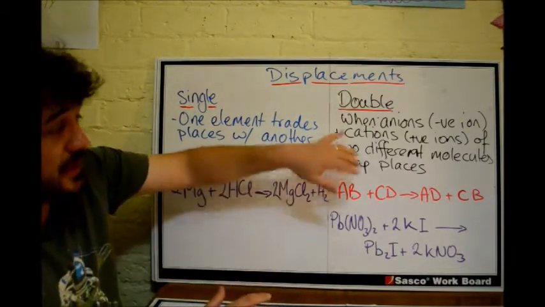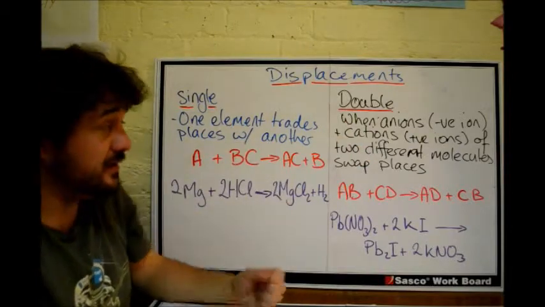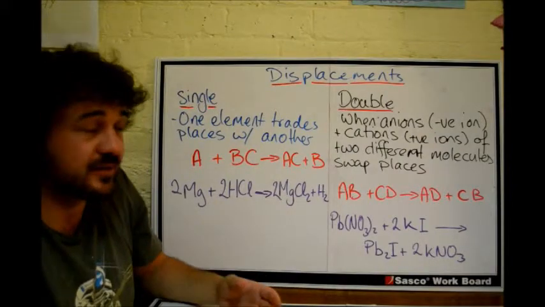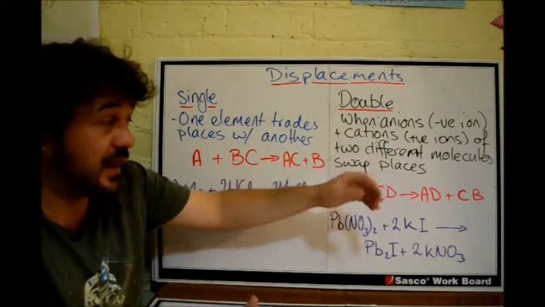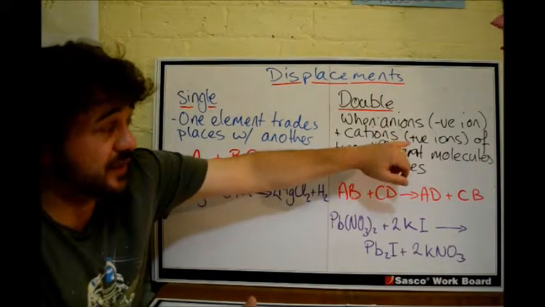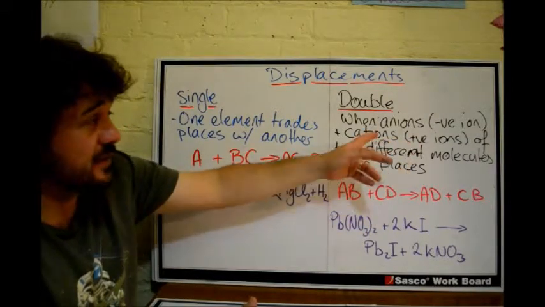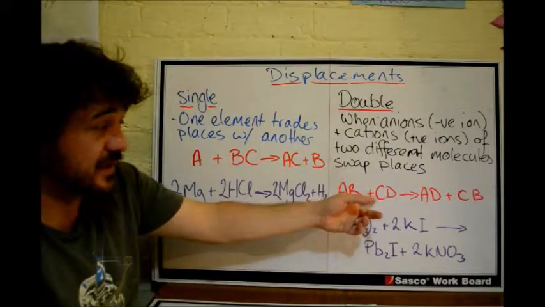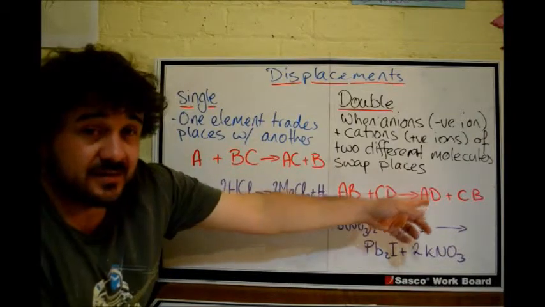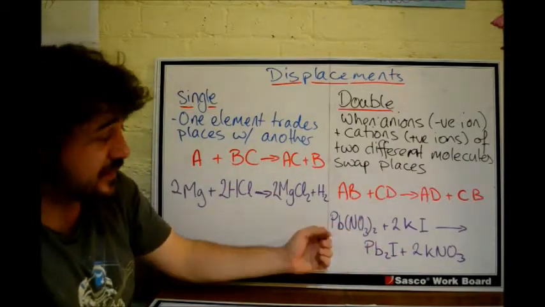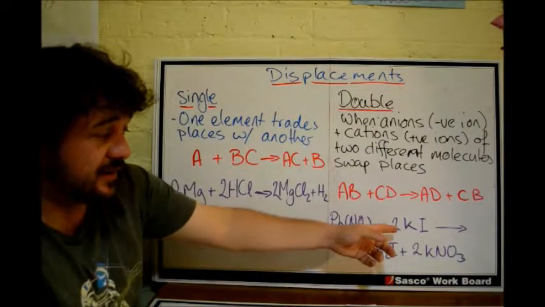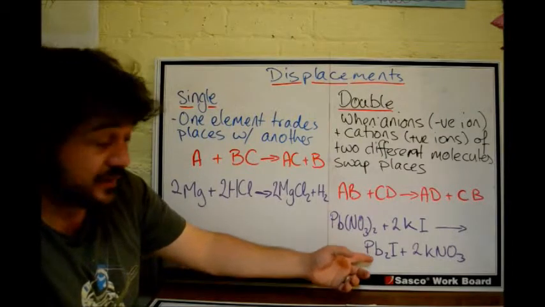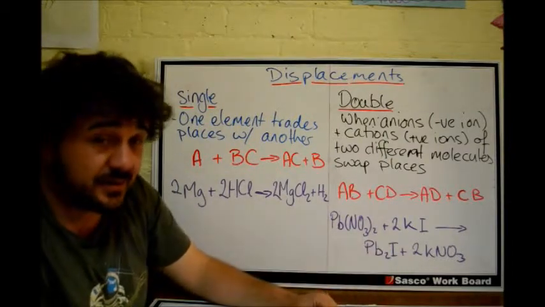The double one is where we have anions, which are the negative ions, and cations. Now, some people say cations, cations. I prefer cations because it's that way you're pronouncing the ion part. So cations, we've got the positive ions here, that's a cation. So the anions and the cations of 2 different molecules swap places. So it's AB plus CD goes to AD plus CB. The example is lead nitrate and potassium iodide. You put those together and that ends up giving us lead iodide, so PbI2 is lead iodide, and potassium nitrate.